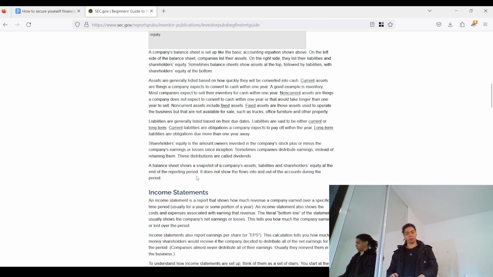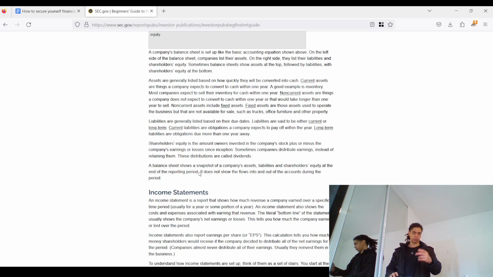At the end of the reporting period. But after all, the TLDR of the balance sheet is that it's a snapshot of the company's assets, liabilities, and shareholders' equity over a period of time.